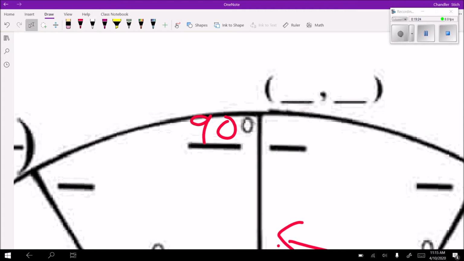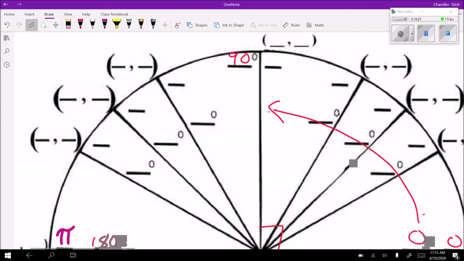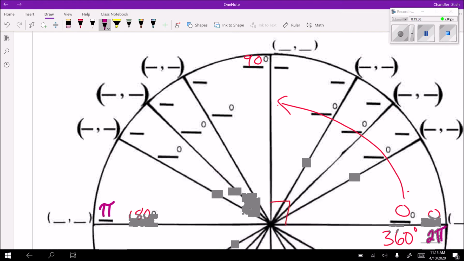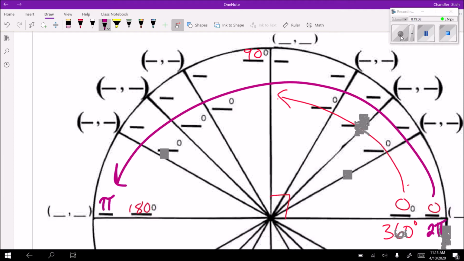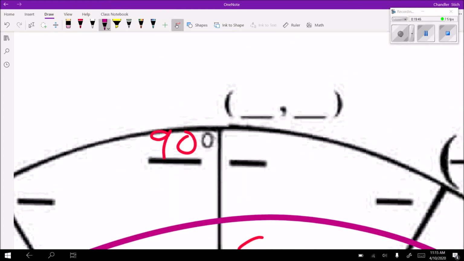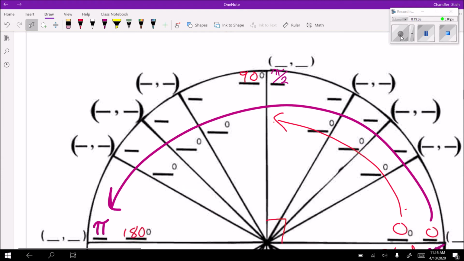90 degrees. At 90 degrees, if this whole thing, so if I went to the semicircle, that whole thing is pi. Well, if I take this and divide it by 2, because that would be 90 degrees, what am I left with? This would be pi over 2, or 1/2 pi. Okay. Makes sense. Makes sense.